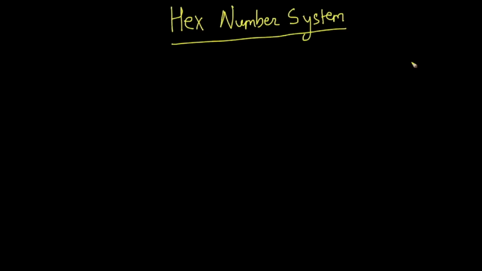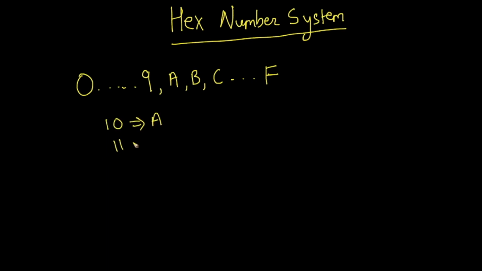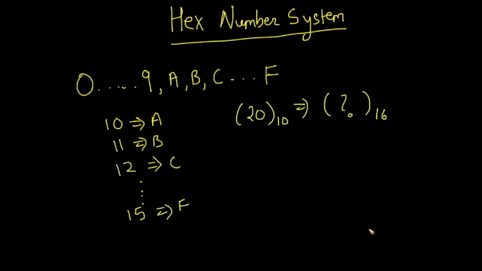So another important number system that we often use in computing is called the hex number system. Here we represent numbers in the powers of 16. Here not only we can have digits from 0 to 9, but also additional symbols in form of A, B, C, D, E and F. That is, we'll represent the number 10 as A, 11 as B, 12 as C and so on, 15 as F. So let's see how we can represent the number 20 in decimal format in hexadecimal form.